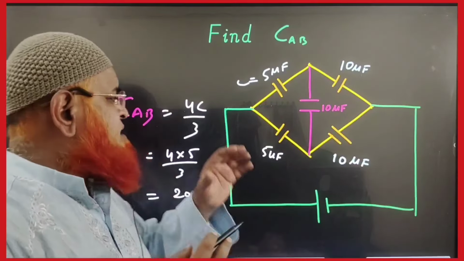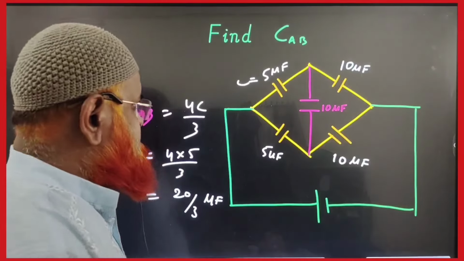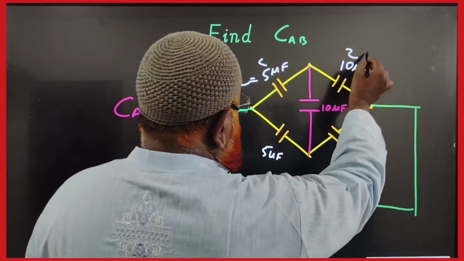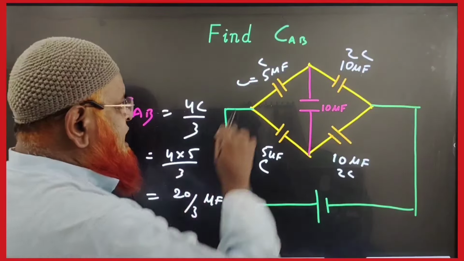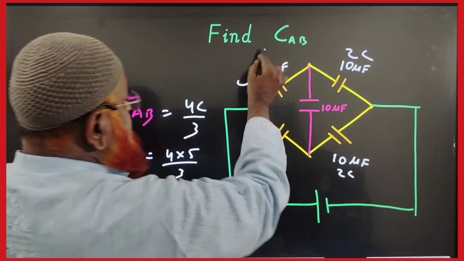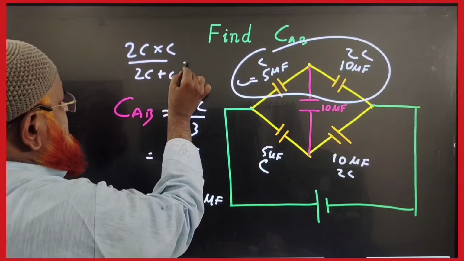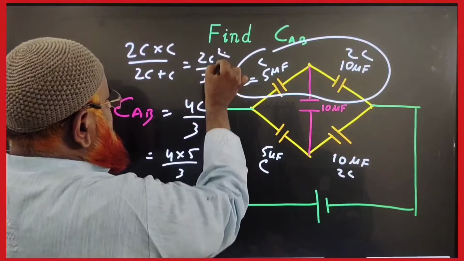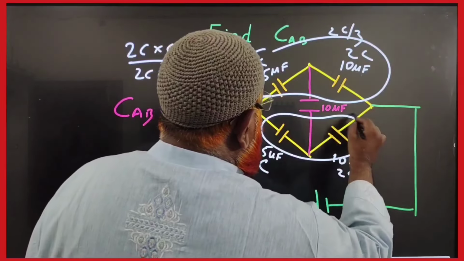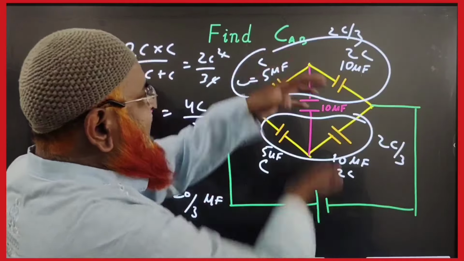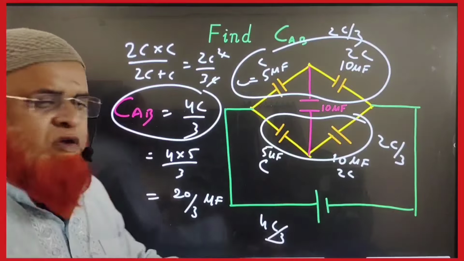Then they asked, what is the reason why we have to take 4C by 3? Then I told, I will tell you the concept behind this. So if this is C and this is 2C, this is C and this is 2C. Then what happens? If these two are in series, the upper part if you consider here, you will write 2C into C by 2C plus C, which is 2C square by 3C, which is nothing but 2C by 3. So upper part is 2C by 3, lower part is 2C by 3. Then if you add them, it is going to be 4C by 3. That is going to be your answer. That's it. Thank you very much.